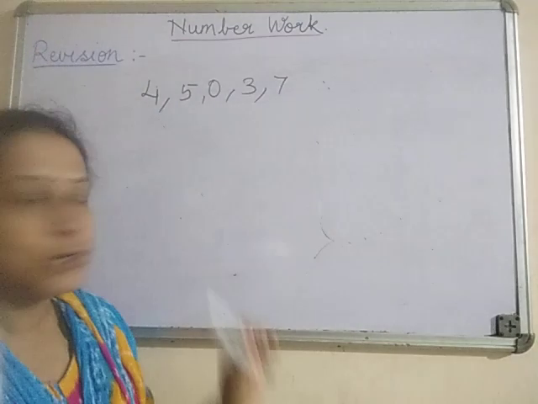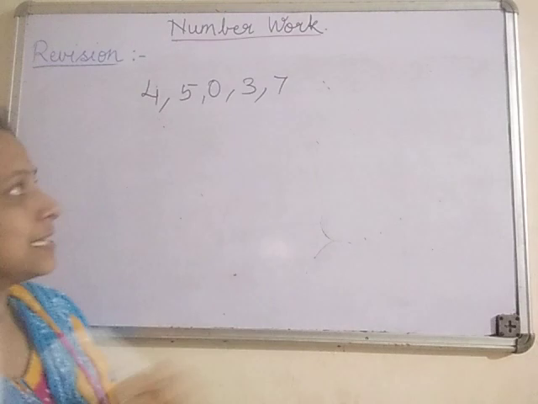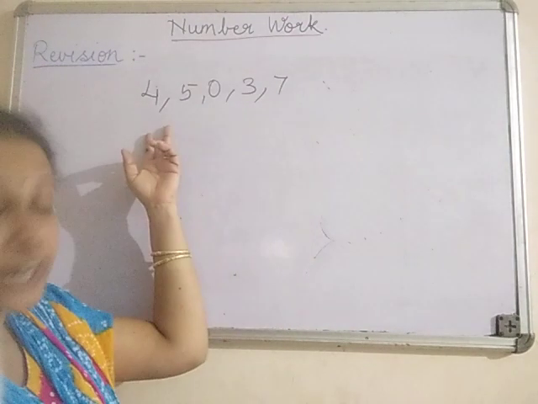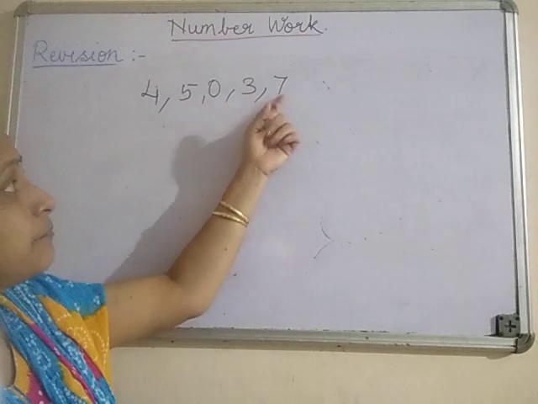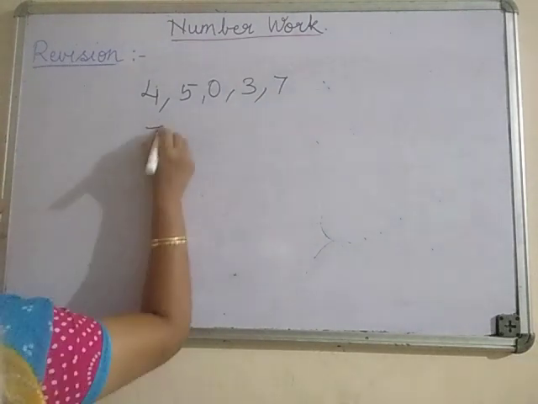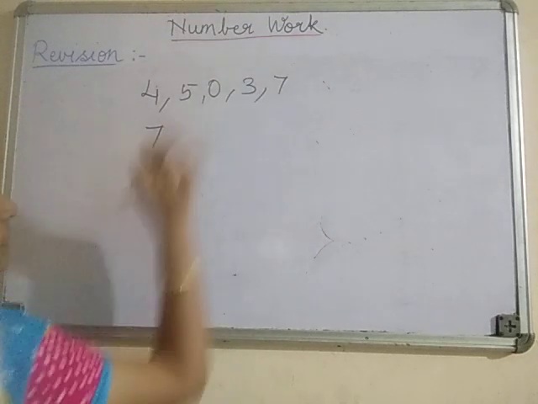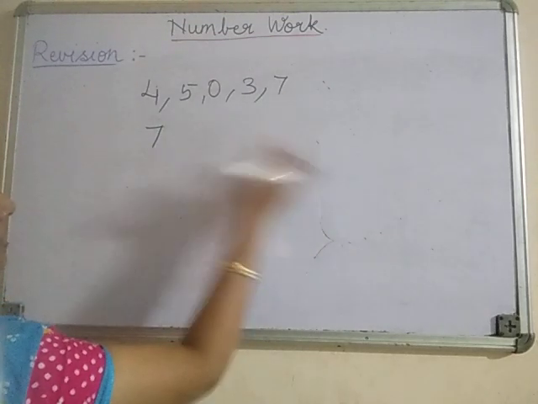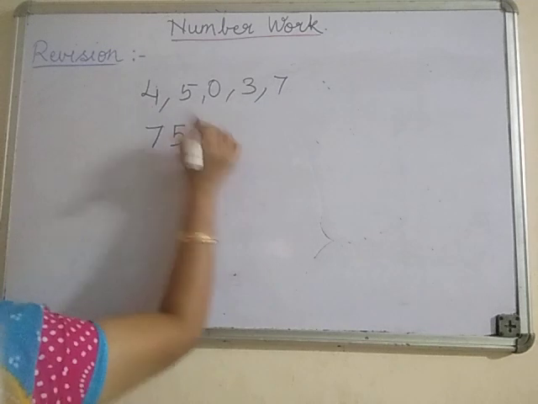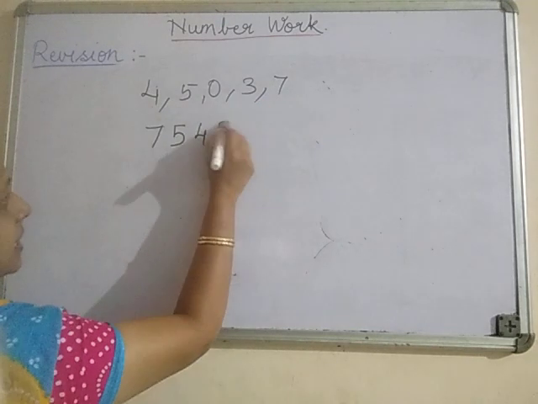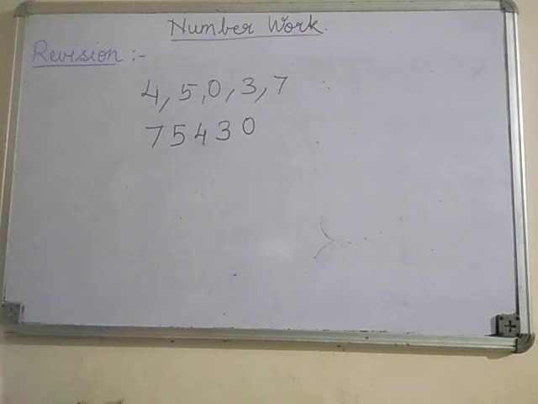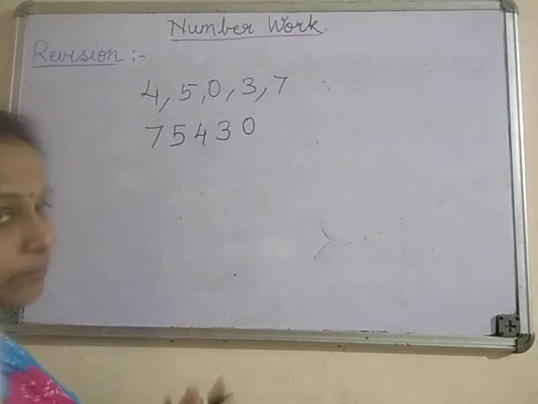So these are the digits, and from these digits we have to make the biggest as well as the smallest. You have learned in the lower classes that to make the biggest number, we always write the biggest digit first, and the biggest digit here is 7. So the number will start with 7. Then the next biggest is 5, so 5 will come. Next one is 4. Next is 3. And then finally 0. So this will be the biggest 5-digit number.